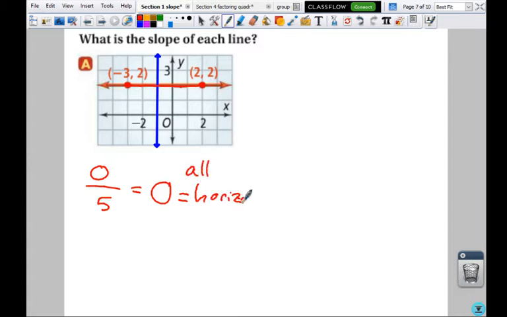What is 0 over 5? Okay. So if you ever have a completely flat line, completely horizontal, it is always 0 for your slope. You don't even need to do any math, you just say 0 and be done.